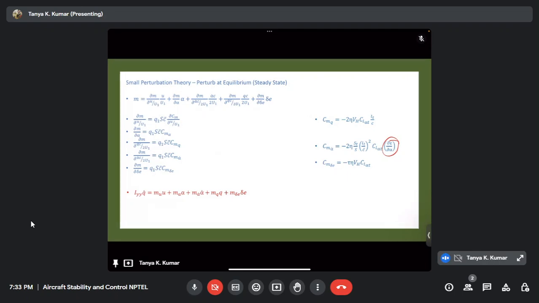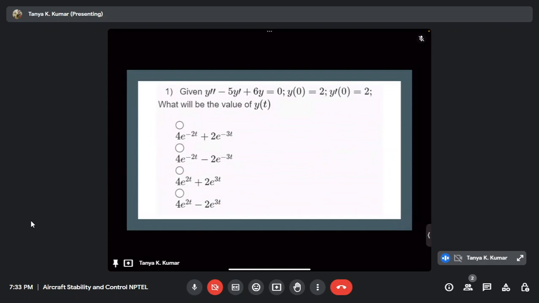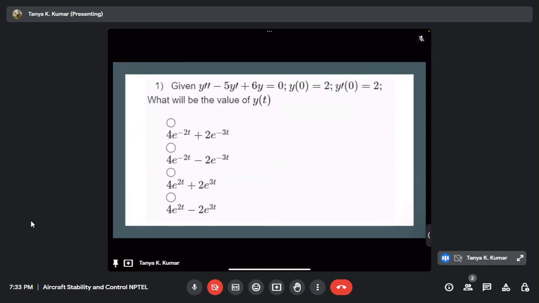Okay, now let's look at some of the questions. Given y double dash minus 5y dash plus 6y equal to 0 and the two initial conditions, what will be the value of y(t)? So basically they've asked you how to solve this equation. It's a simple ODE. If you recall from your maths classes, how do you go about solving this?